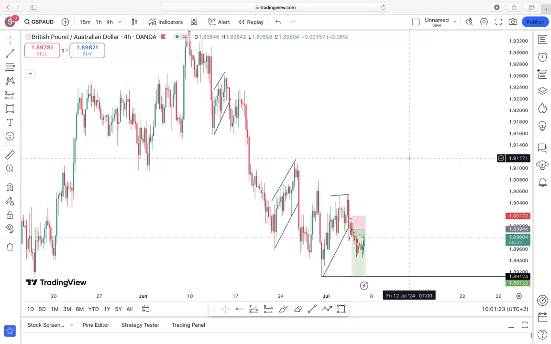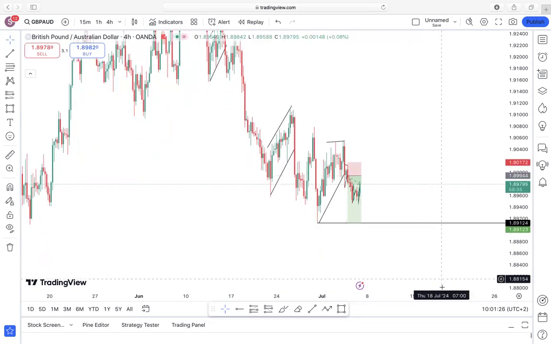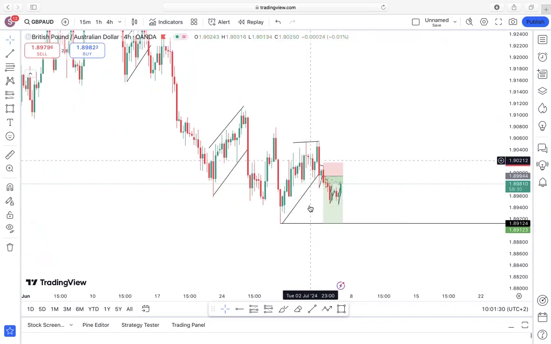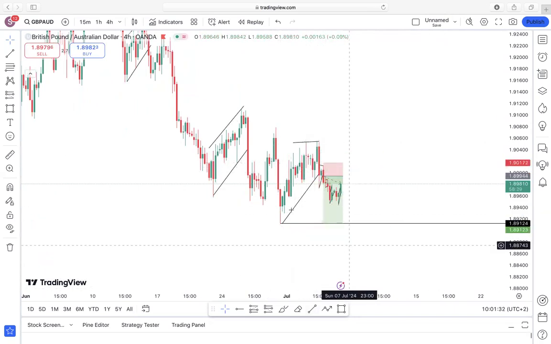So the first pair that I spoke about was GBP/AUD. Now GBP/AUD, as you can see, we had our impulsive move. This was our corrective structure, and then price did form with the breakout all the way to the downside. And we were looking for what? We were looking for sell.